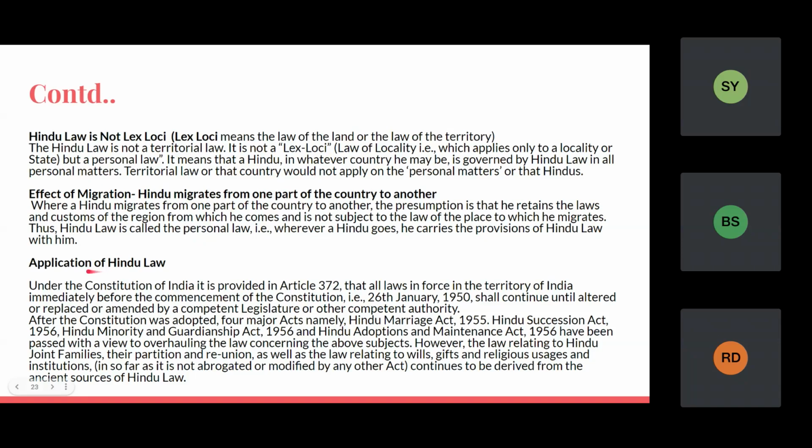So, application of Hindu law under the Constitution of India. Article 372 says that all laws in force in the territory of India immediately before the commencement of the Constitution, that is 26th January 1950, shall continue until altered or replaced or amended by a competent legislature or other competent authority. After the Constitution was adopted, four major acts came, the ones which we have seen.